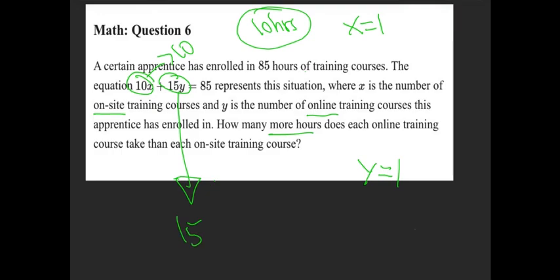Which means that for each online training course, it's going to take 15 hours. Now, all we have to do now is subtract these two numbers to get 5.